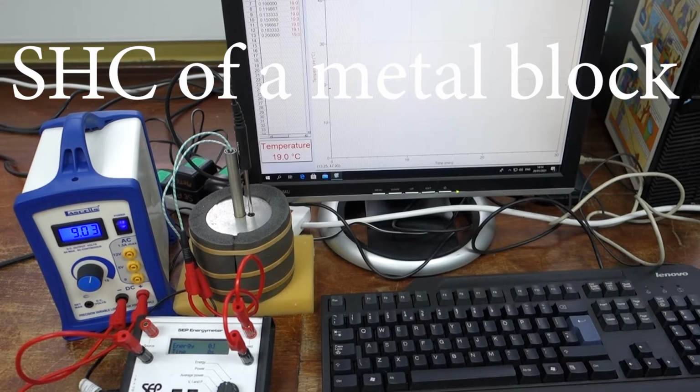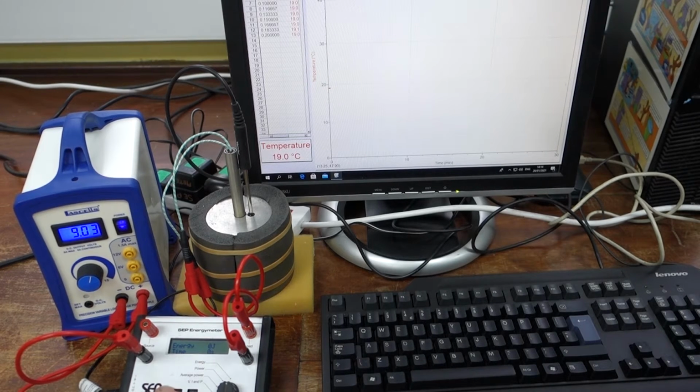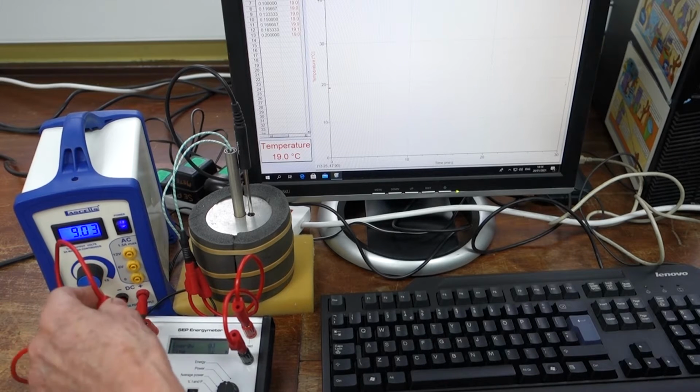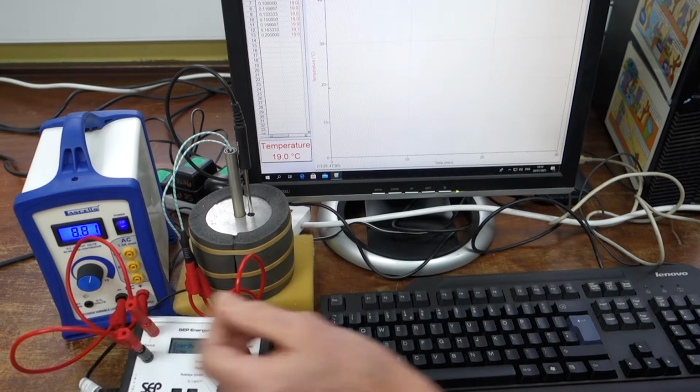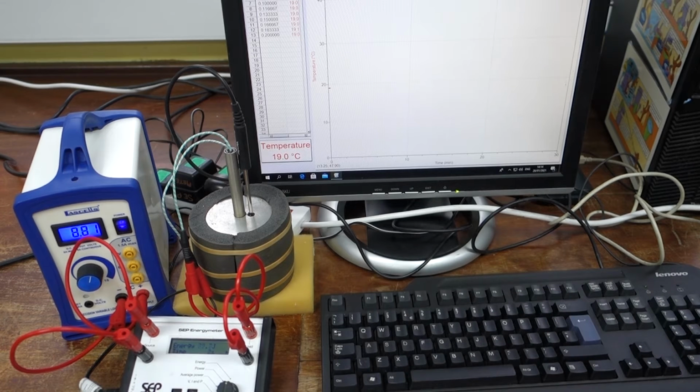Specific heat capacity is the amount of energy required to heat 1 kilogram of a substance by 1 degree centigrade. So to measure the specific heat capacity of a metal block, we need to know the amount of energy that we're putting in, we need to know how much that's raised the temperature by, and we need to know the mass of the metal block. Now in this case, all of the metal blocks are 1 kilogram.